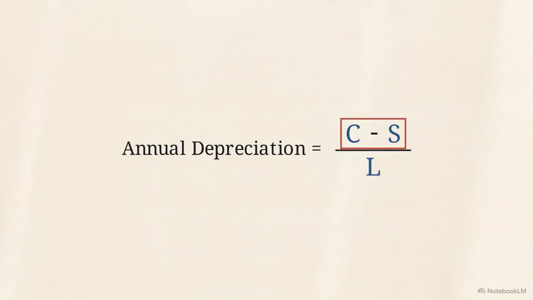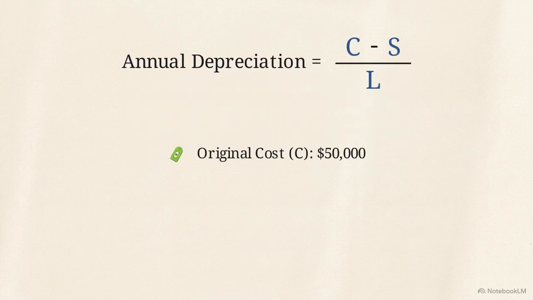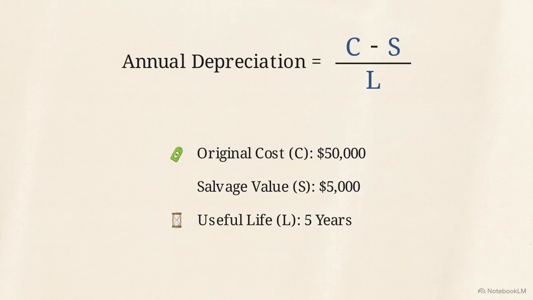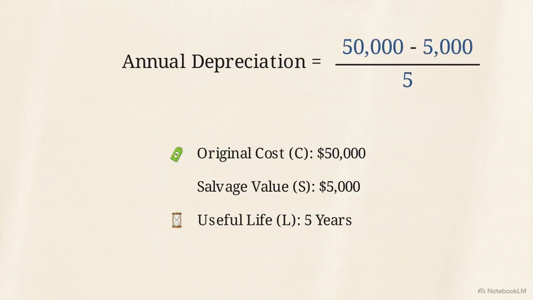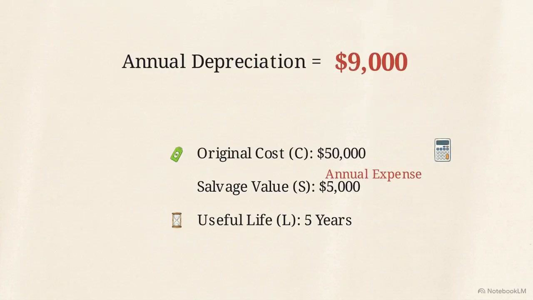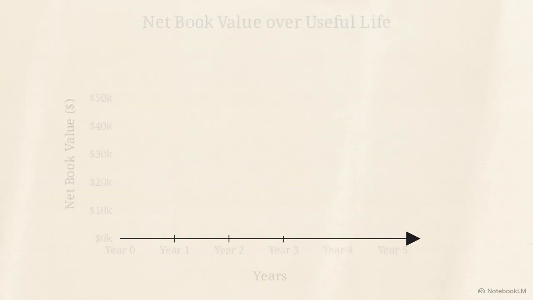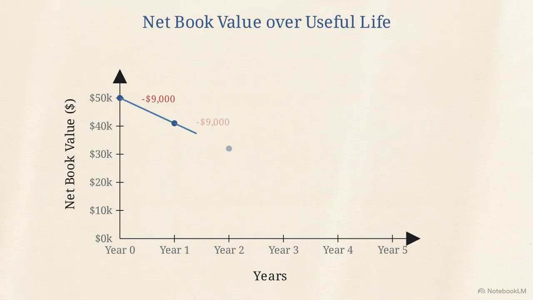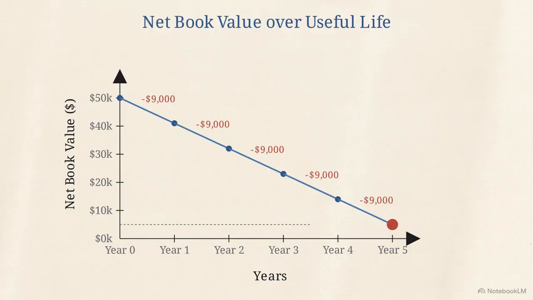Let's apply this formula to a delivery truck purchased for $50,000 with a $5,000 salvage value and a 5-year useful life. We subtract the $5,000 from the $50,000 to find our depreciable base, then divide that base by 5. That results in an annual expense of $9,000. Every year, the company records this $9,000 depreciation expense, which reduces the net book value. At the end of year 5, the net book value matches the initial $5,000 salvage value, creating a mathematically closed loop.